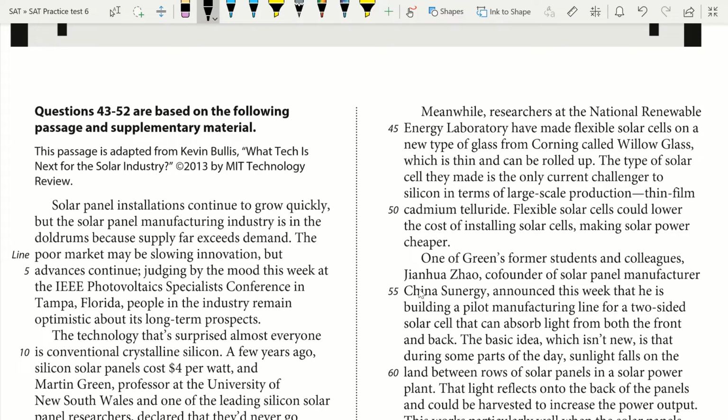So we got this passage adapted from Kevin Bullis, What Technology is Next for the Solar Industry, copyright 2013, and it was published in MIT Technology Review. All right, so let's go ahead and get started reading.